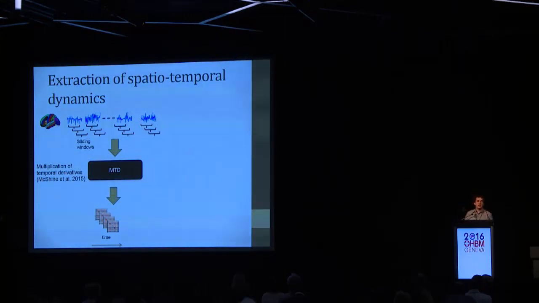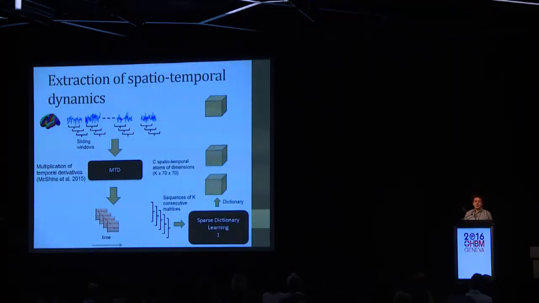So we use this measure, and we get a set of MTD matrices in time, and we feed this into this dictionary learning, but we use sequences of consecutive matrices, which means that we take into account the temporal dependency between connectivity patterns. So the output you get is of size k by 70 by 70, with k being the length of the temporal pattern you're trying to extract, and 70 is the number of time series in this case. So the dictionary is a set of spatiotemporal atoms that are representing typical transitions in connectivity.